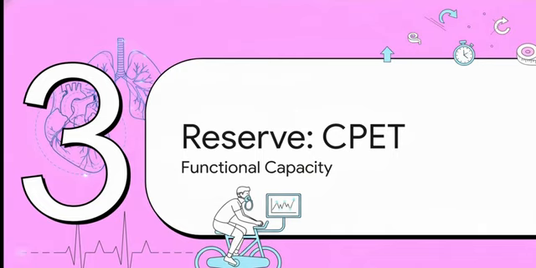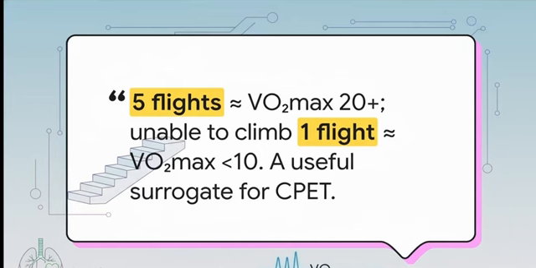It is the ultimate decider of a patient's physiological ability to actually withstand the incredible metabolic stress of a major thoracic operation. Now, while formal CPET gives us that precise measurement of maximum oxygen consumption, or VO2 max, simple functional tests can be really valuable surrogates. The stair climb test is a classic example. If your patient can climb 5 flights of stairs, that correlates pretty well with a VO2 max over 20, which puts them in a low-risk category.